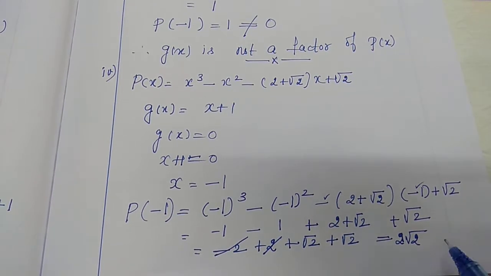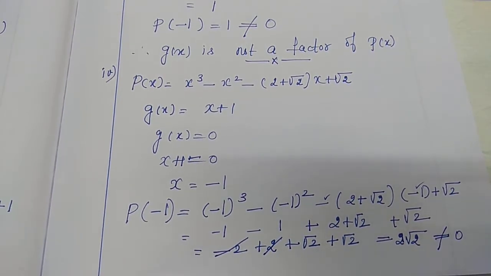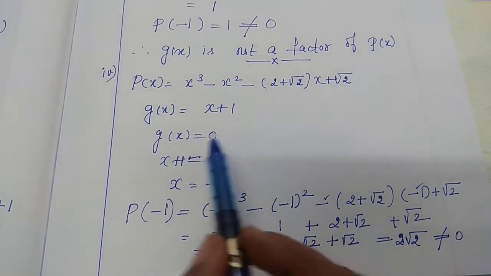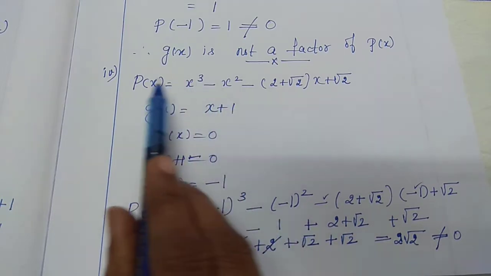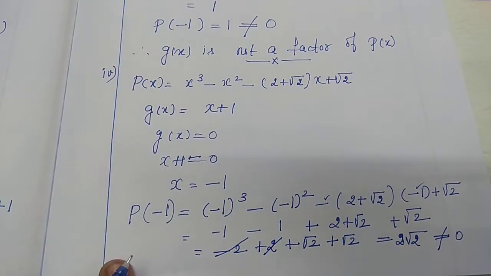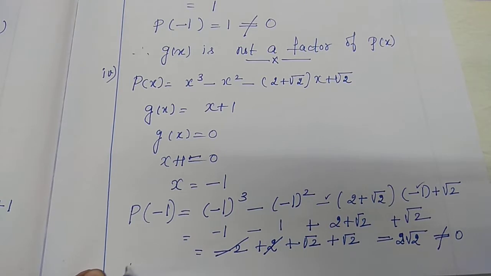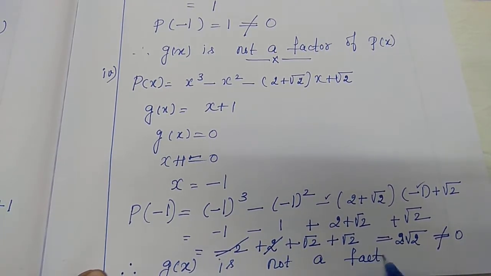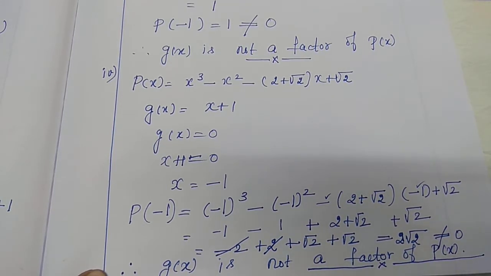So we know that clearly the remainder is not equal to 0. Therefore, the remainder not equal to 0 means the g of x, x plus 1, is not a factor of p of x. So therefore, by the factor theorem, write the conclusion as g of x is not a factor of the polynomial p of x. For division number 4 also over. Thank you.